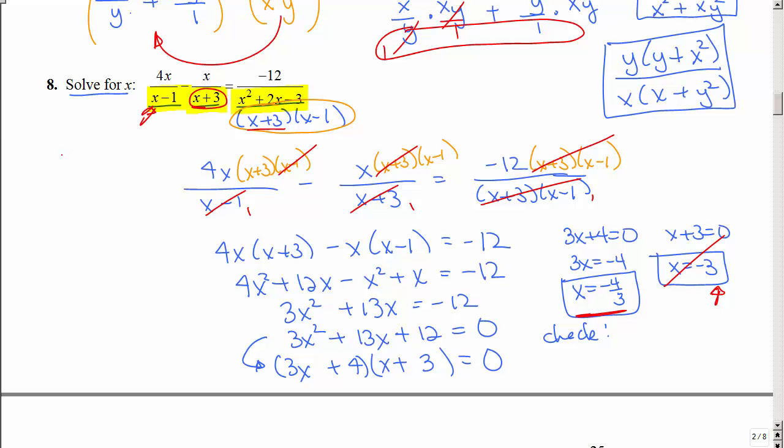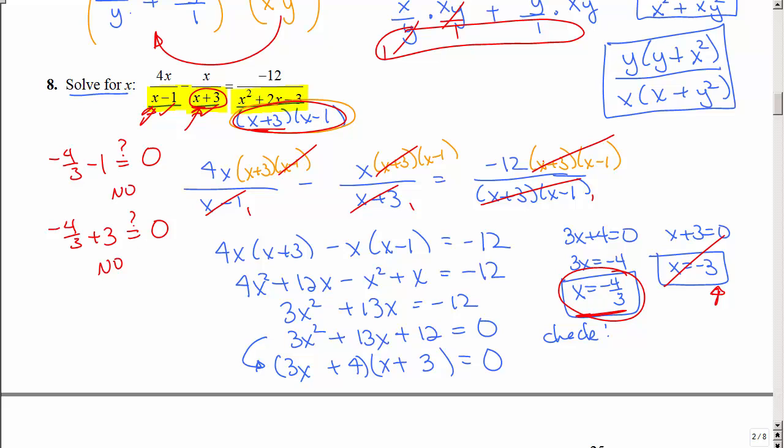If I put it in for x, is negative 4/3 minus 1 equal to 0? You don't have to figure out what it is, but is it equal to 0? Well, no, of course not. Two negatives can't make a 0. If I put it in there, is negative 4/3 plus 3 equal to 0? No, because we just saw it has to be negative 3. And then these things are the same as those two. So this is an okay answer to keep. So my solution is negative 4/3. The negative 3 is an extraneous solution, not part of the solution.